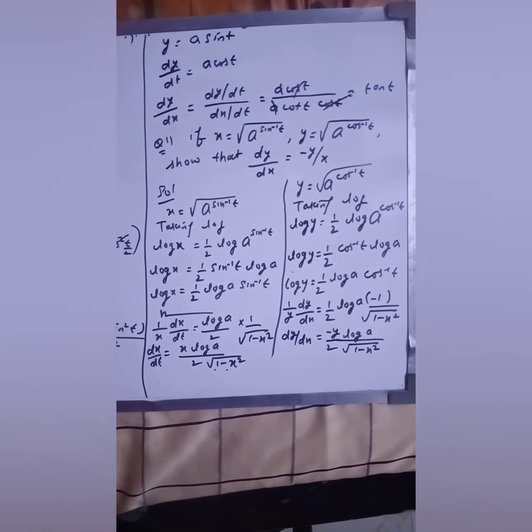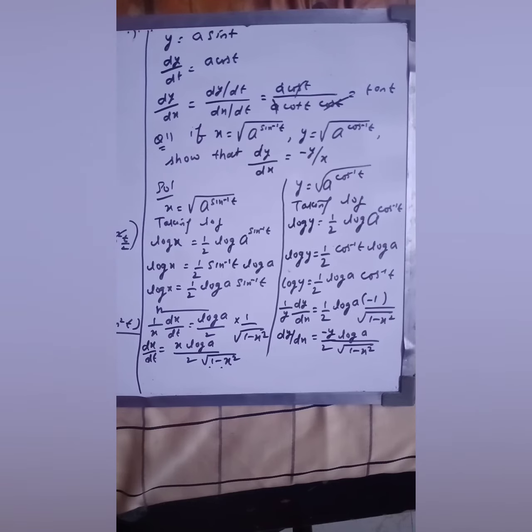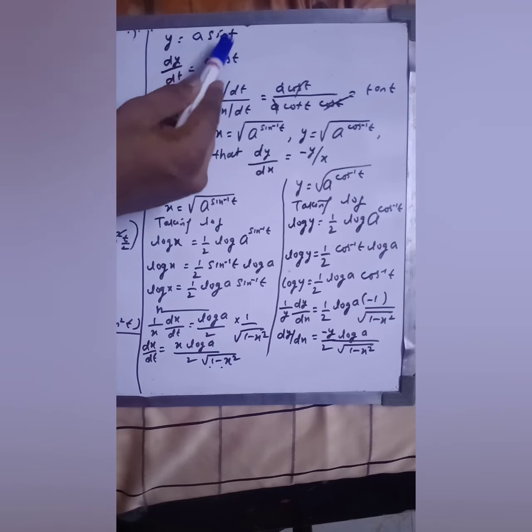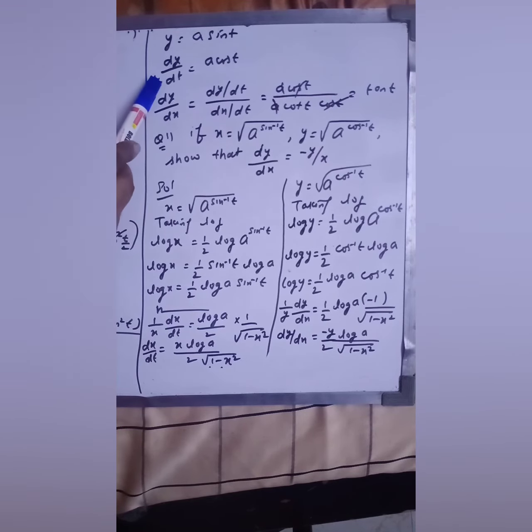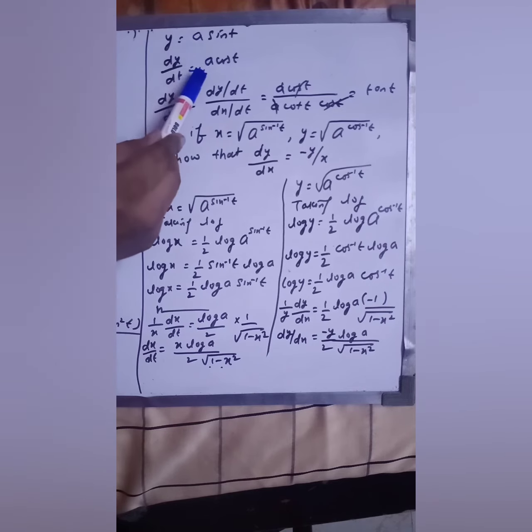Here is on the other side. Okay, here y is given, that is a sine t. So again we are differentiating this with respect to t, and a will remain the same, that is cos t you will get.